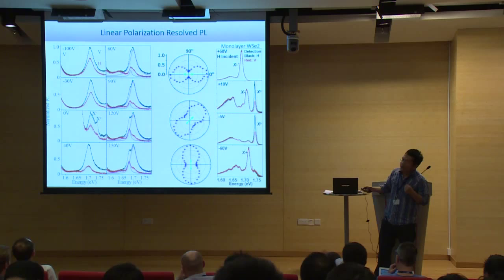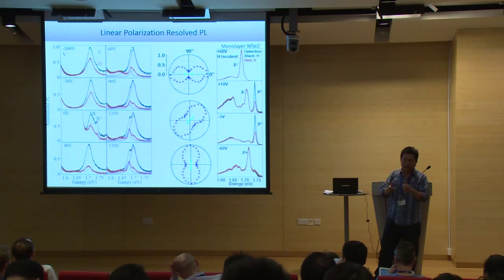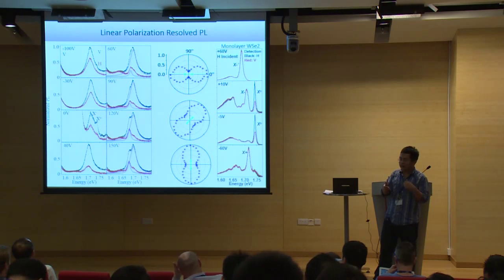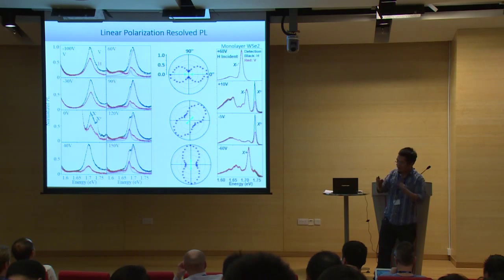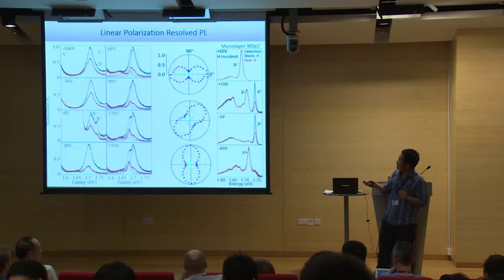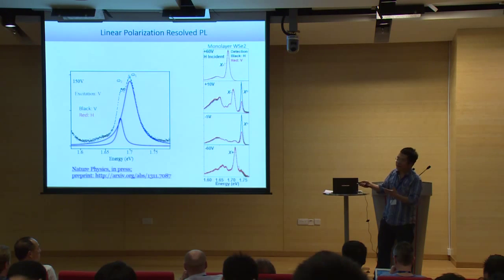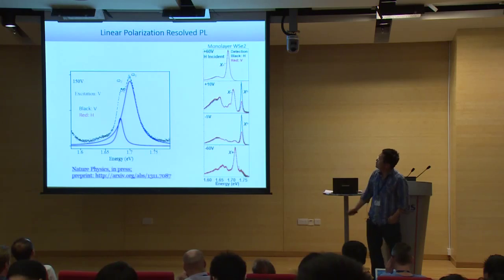Now, when I do gate dependence, of course, I will see the state split into two states, and the splitting with linear polarization measurements agrees with the circular polarization measurements. But what's more interesting is that these two states, omega 1 and omega 2, have a very distinguished response to the linear polarization excitations. So let me just show you one data point at 150 volts.